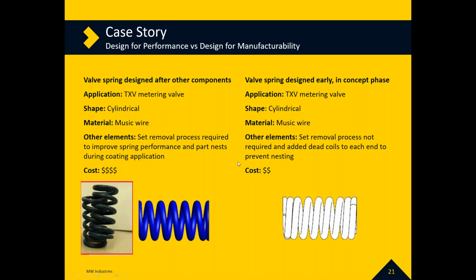Here I'd like to give you an example of a case story that we did for a customer. The application was a TXV metering valve, and it was a spring with an old design that we've been doing for years. The customer came to us with an existing design, and we just started manufacturing it. Over time, the customer has been seeing that this product just wasn't performing as well as they'd like. They were having issues with creep, a little bit of load loss, and a lot of tangling or nesting going on during the coating process.